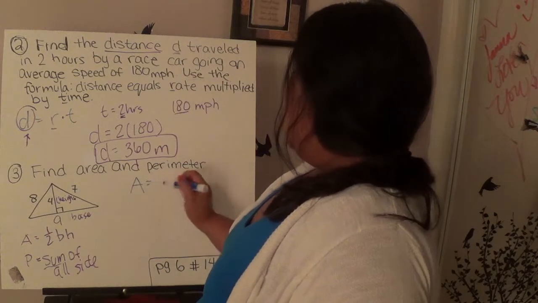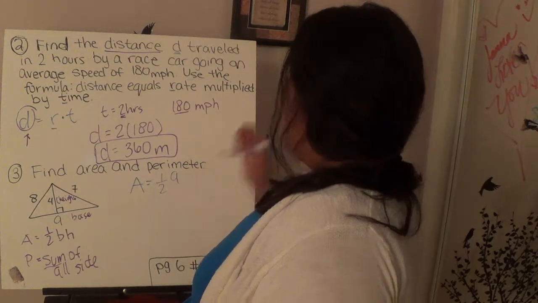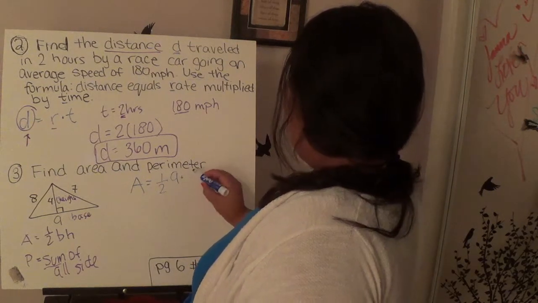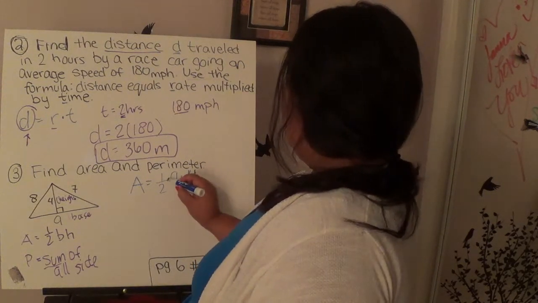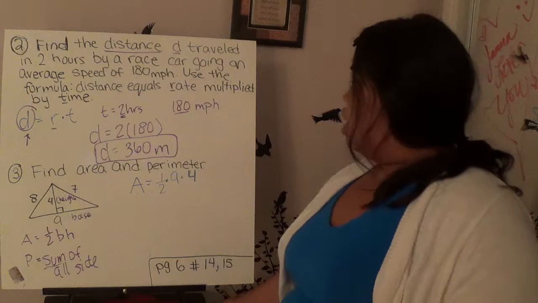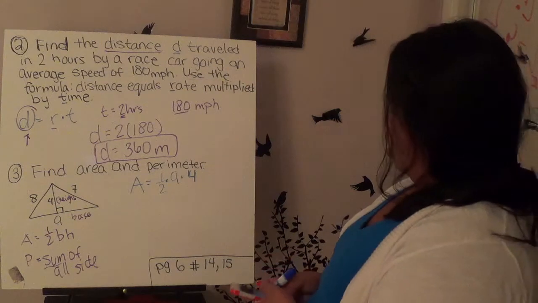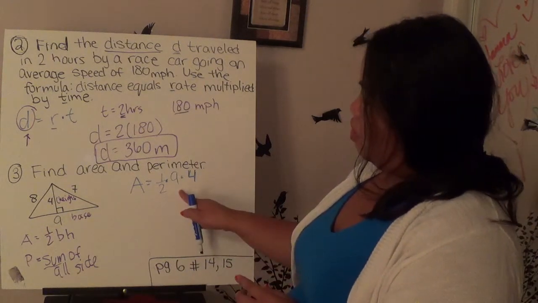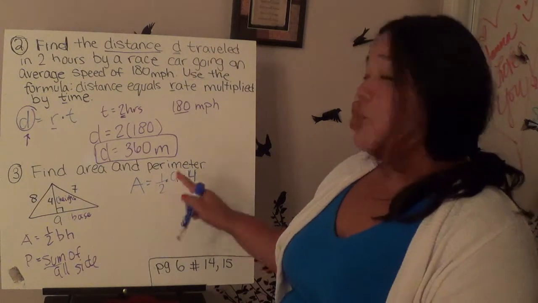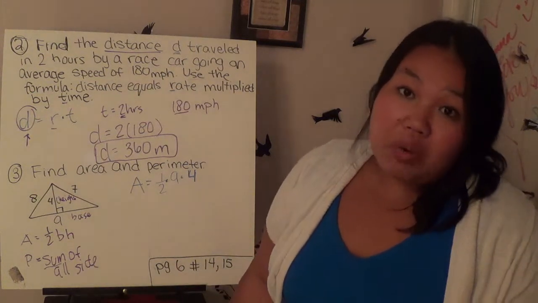The area is 1/2. The base is 9, times height, which is 4. Alright? So what we're going to do here is you can either do 1/2 of 9 and then multiply that by 4, or you can do 9 times 4 and multiply that by 1/2. When you're multiplying, it doesn't really matter which order. It's just if I do 1/2 of 9, what do I end up with? A decimal. And I don't want to end up with a decimal.